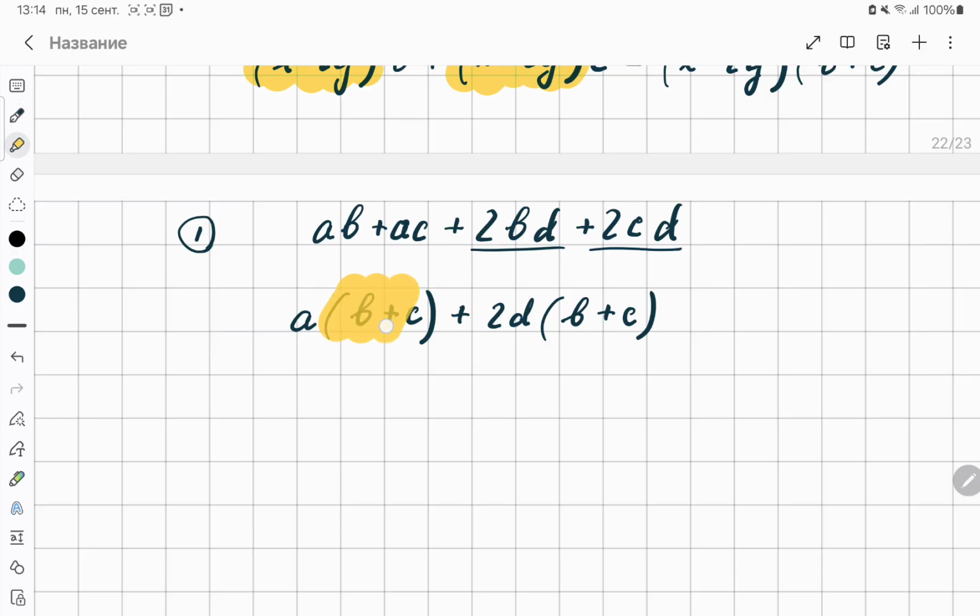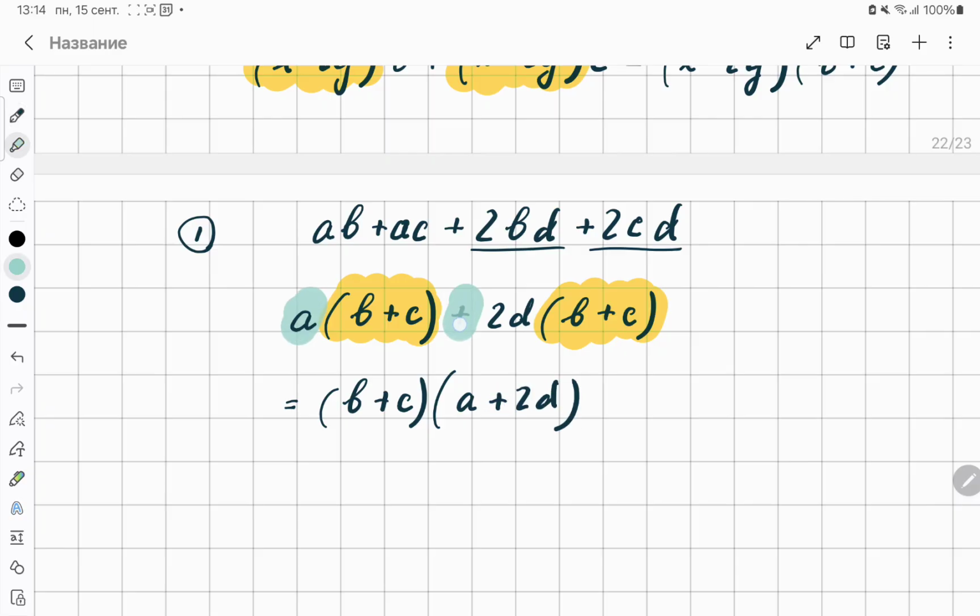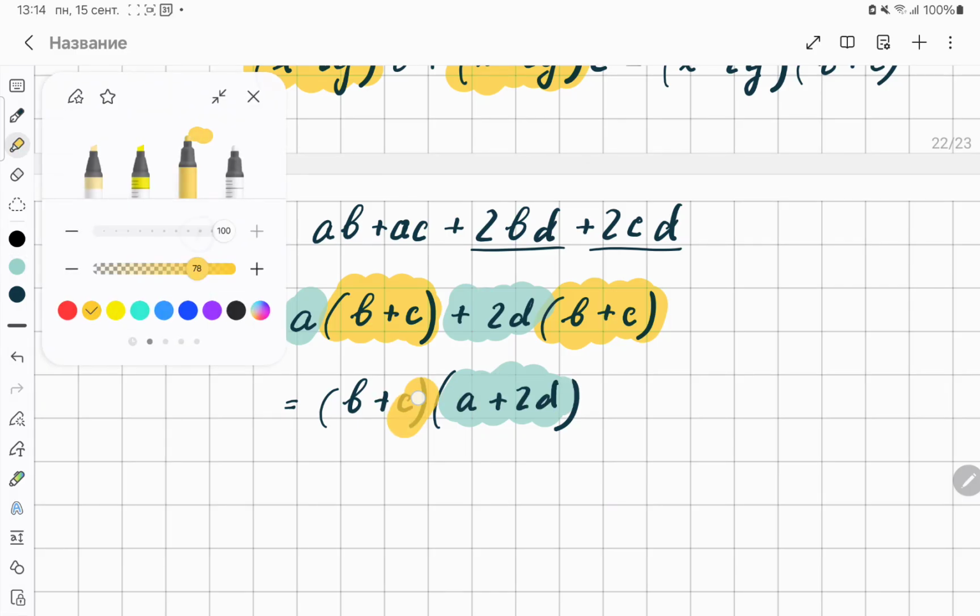Okay, now you see that b plus c is a common factor itself, and now we can take it out of brackets, (b plus c), and we're just writing the remaining terms, (a plus 2d). Okay, so let me color code. So now we have 2 factors written as expressions.